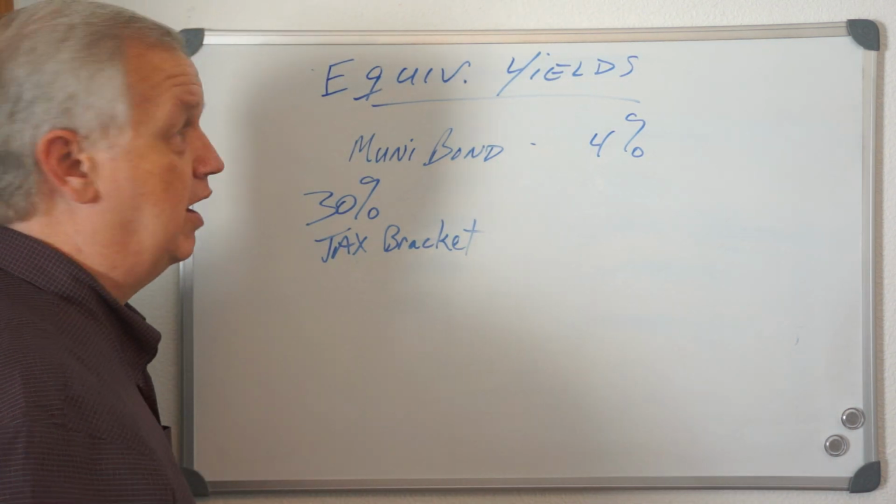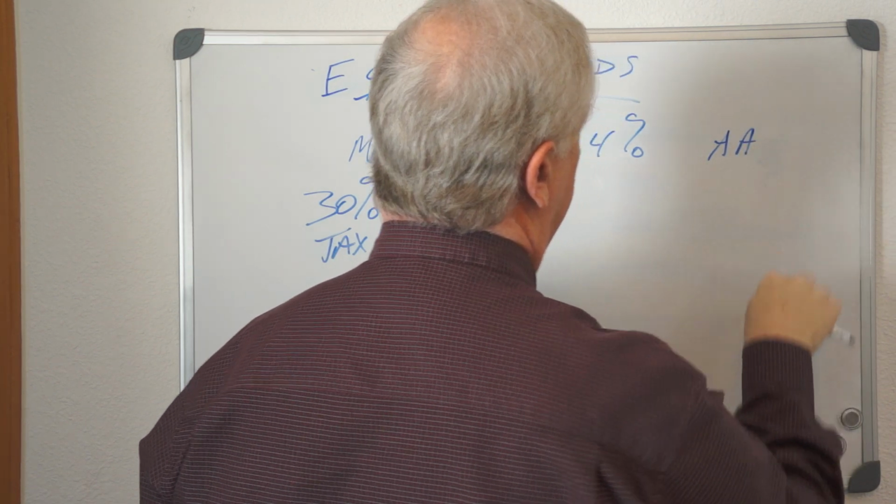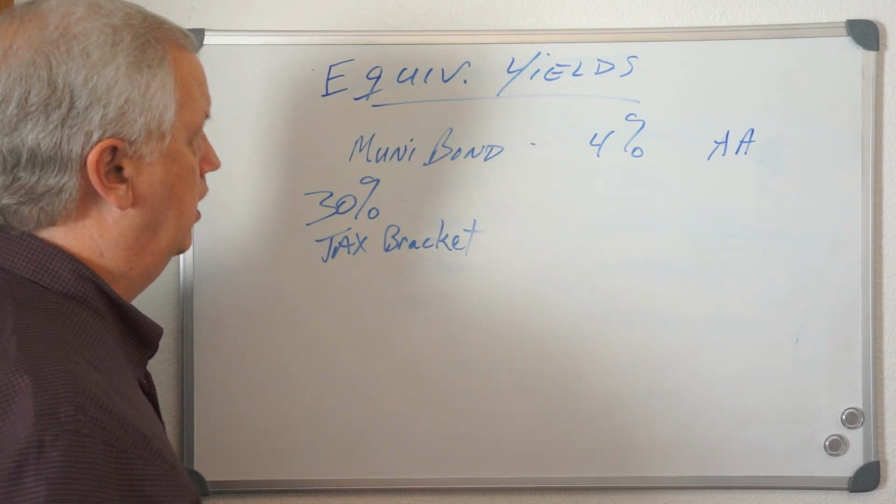Well, what's the rating of the bond? Okay, it's a AAA bond. Or let's make it realistic and say AA bond. AA. So you want a AA on the corporate side? Yeah. Okay.